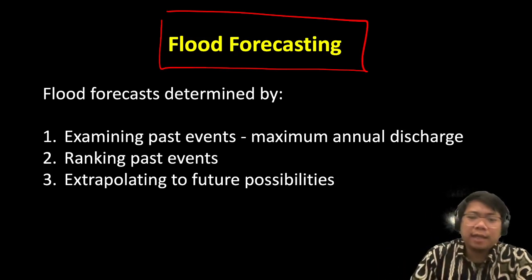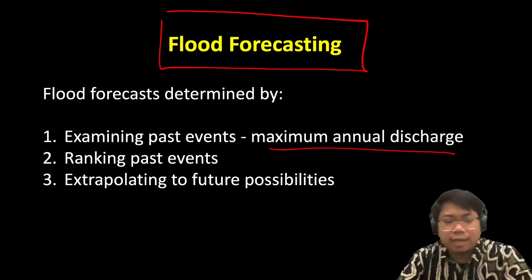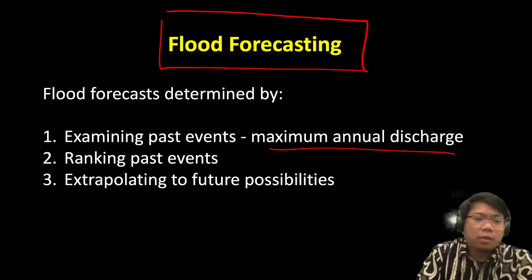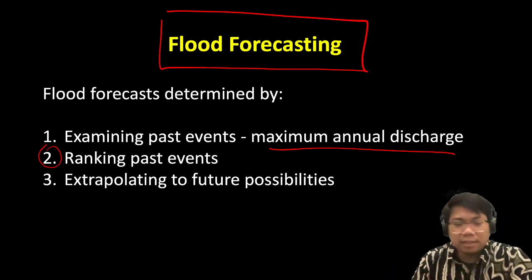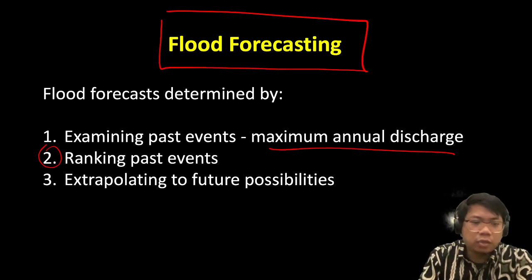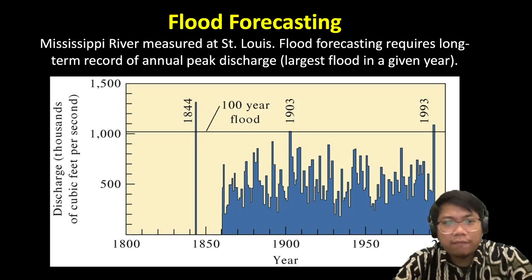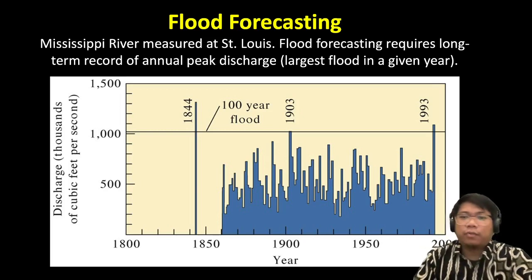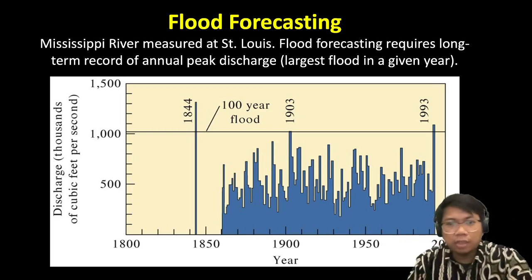They also measure the maximum annual discharge in order to better predict flooding that could occur in the future. They also rank the past events. So once they study the past events, they rank them, and then they extrapolate to future possibilities. For example, here is flood forecasting for the Mississippi River that was measured at St. Louis. Flood forecasting requires a very long-term record of annual peak discharge.